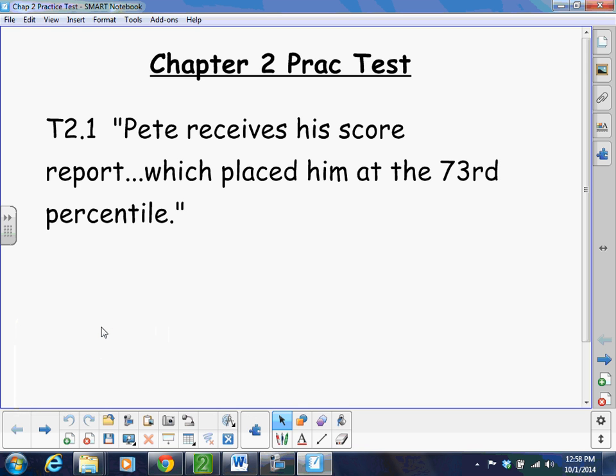Okay, this will be the AP Statistics Chapter 2 practice test from the book. I kind of want to walk through some of the answers here and discuss some things.